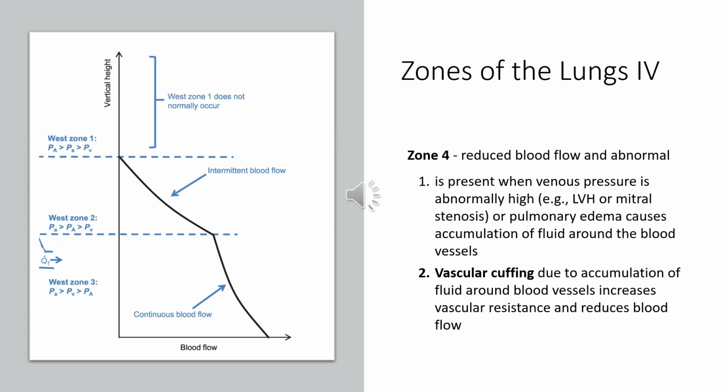Lastly, zone 4, where blood flow is reduced and abnormal. It is present when venous pressure is abnormally high, like in left ventricular hypertrophy or mitral stenosis, or in pulmonary edema, which causes accumulation of fluid around the blood vessels. There is vascular compression due to accumulation of fluid around blood vessels, increasing vascular resistance and reducing blood flow.